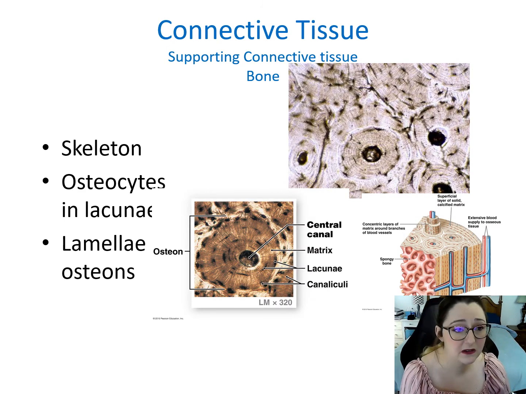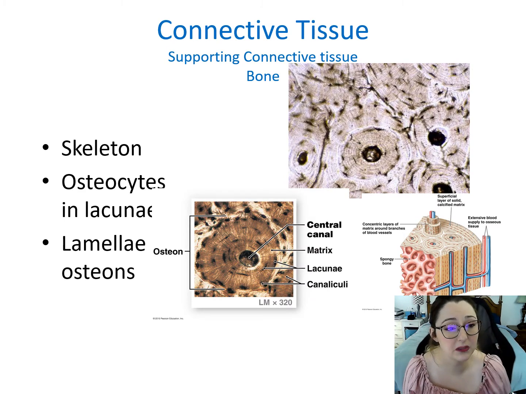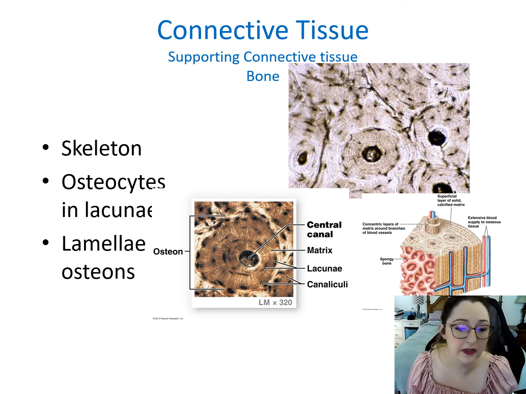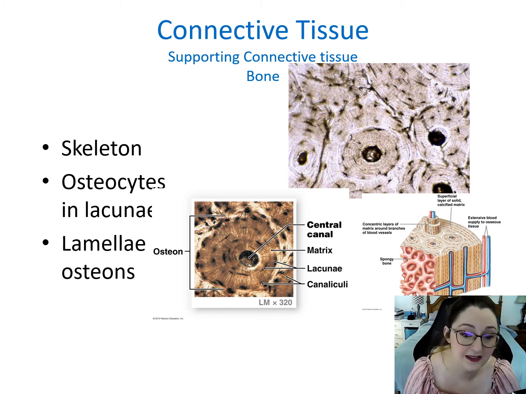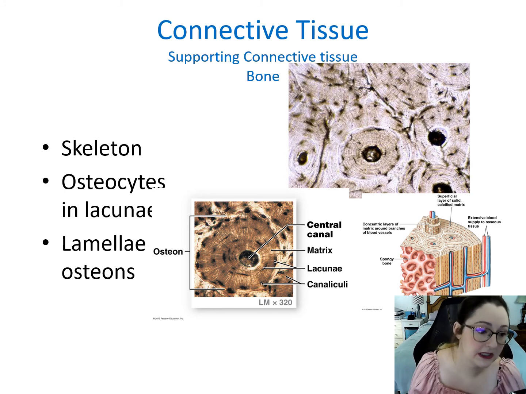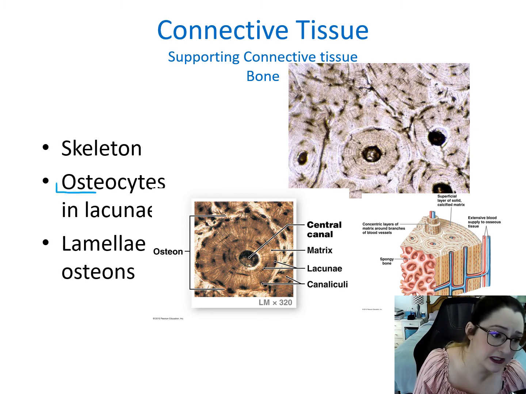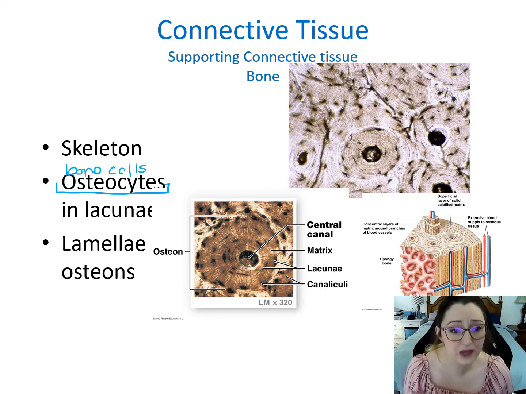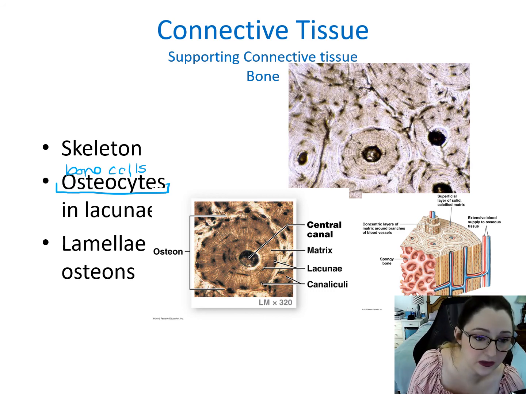Last but not least, the last supporting connective tissue is bone. I think it is the most distinct looking type of tissue. You'll find this in the skeletal system. They're going to contain cells called osteocytes, which is just bone cells that are going to be located in the lacunae as well. So these are also going to have lacunae. The lacunae are going to be these little darker structures here.